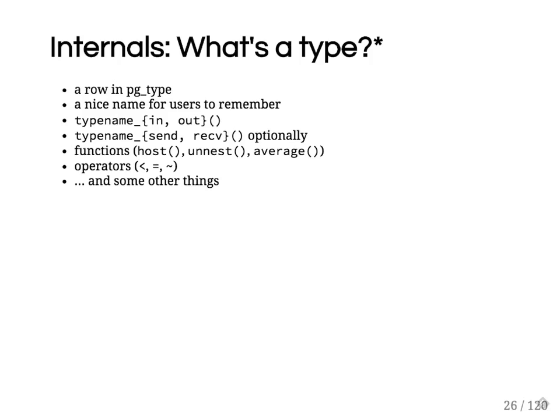Sorry, I should unpack that. The type name in takes a textual representation of that type and converts that into the format that will be stored in the page. And out does the inverse. It takes the page storage format for that value and converts it into text to send over the wire. The send and receive do the same thing, but for the binary wire protocol. So send and receive, if you're in binary wire protocol mode, they do that. There will be some functions associated with the type usually, like nest, average, hostname, etc. And operators. An operator is any number of non-ASCII characters in a row. Please don't abuse this.